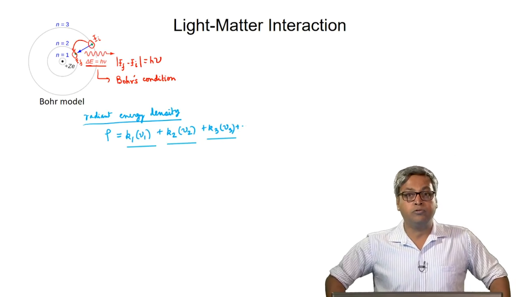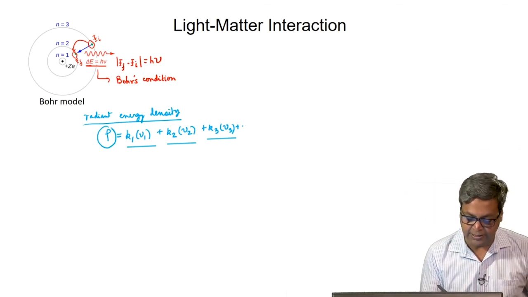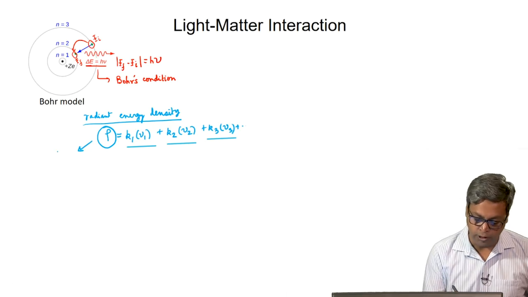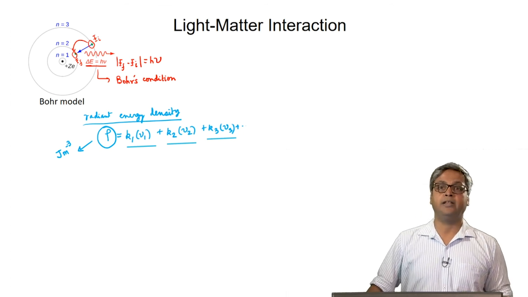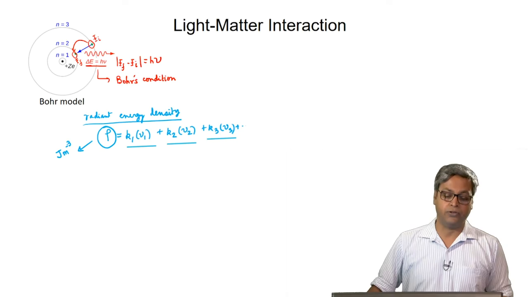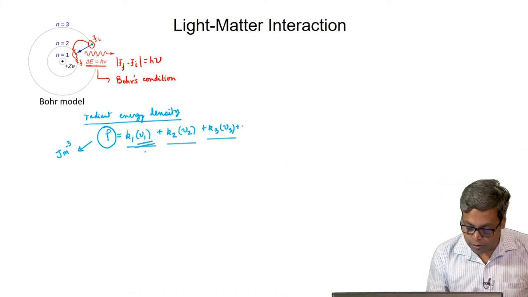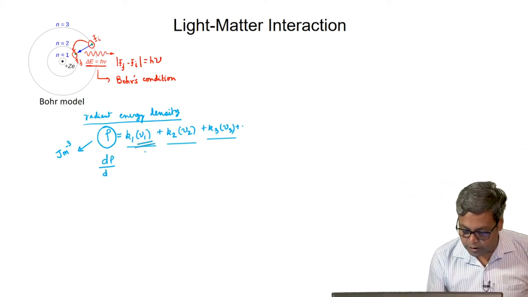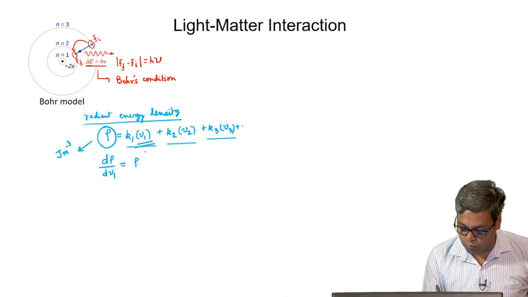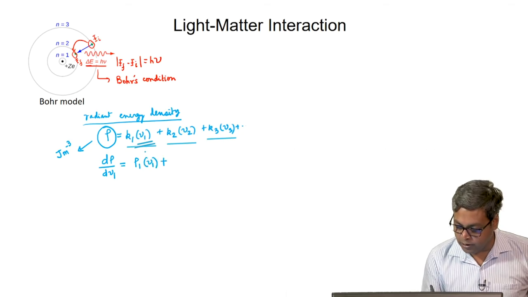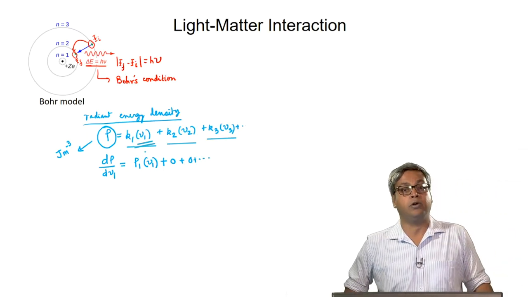So, this nu1, nu2, nu3 are the different frequencies of light, and the unit of rho, which is energy density, that is energy per unit volume, is joules per meter cubed. However, if we need to find the radiant energy density of a certain frequency, say nu1, then we have to compute d rho d nu1. And if we compute d rho d nu1, we will get k1 nu1, and all the other terms will be 0, because the other terms are not a function of the frequency nu1.